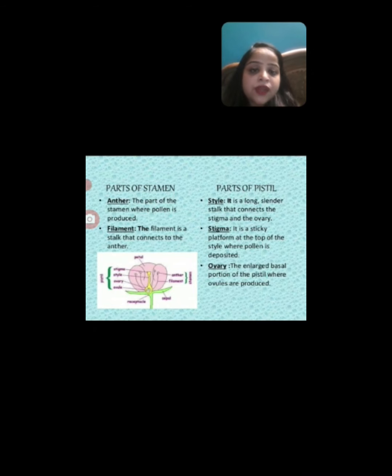And the various parts of a pistil are style, stigma, and ovary. The style is a long, slender stalk that connects the stigma and the ovary. The stigma is a sticky platform at the top of the style where pollen is deposited. And the last one is the ovary, the enlarged basal portion of the pistil where ovules are produced.